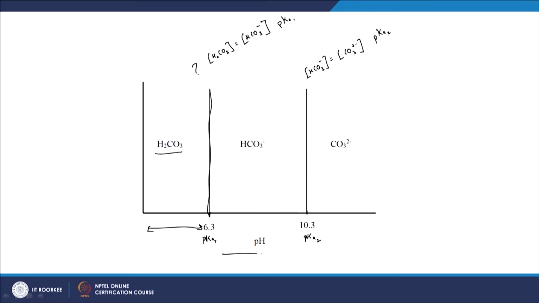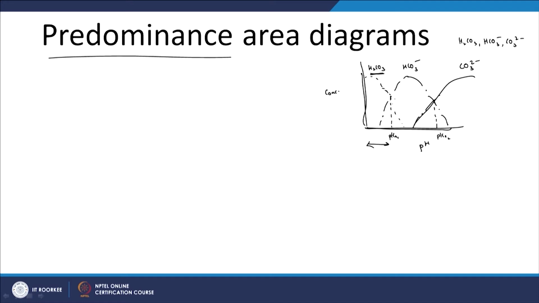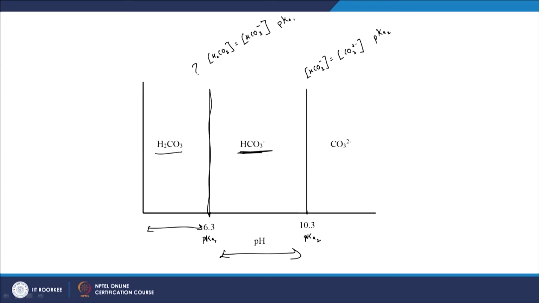So from this predominance diagram, we know that HCO3 minus will predominate between the pH of 6.3 and 10.3, and if we look at the graph we had earlier, that is what we see. Between pKa1 and pKa2, of HCO3 minus and CO3 2 minus, it is HCO3 minus that predominates. And similarly, when pH is greater than pKa2, CO3 2 minus is going to predominate, and that is what you see here.